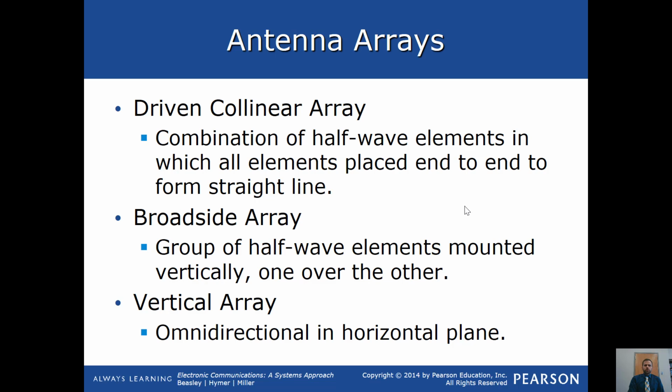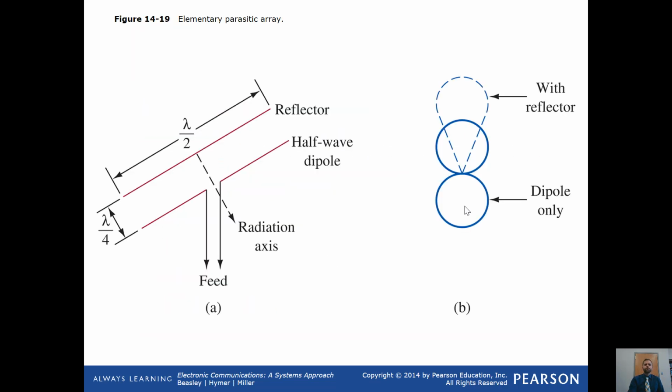All right, so as far as a driven collinear array goes, this is a combination of half-wave elements in which all elements are placed end-to-end to form a straight line. A broadside array is a group of half-wave elements mounted vertically one over the other. And a vertical array is when you have an omnidirectional pattern, remember, radiating equally in all directions in a horizontal plane.